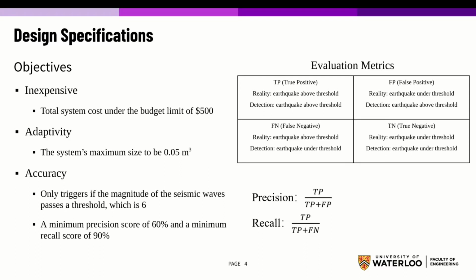Finally, the system should accurately detect earthquakes and only trigger if the magnitude of the seismic wave passes the threshold, which is 6. To better evaluate the detection system's accuracy, we create an evaluation matrix shown on the right side, which lists all the possible outputs of the detection system. As a result, the system design's final objective is that the detection system should have a minimum precision score of 60% and a minimum recall score of 90% with the given threshold. The precision and the recall formulas are shown under the evaluation matrix on the right side.